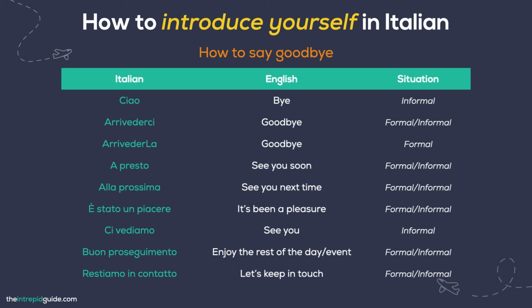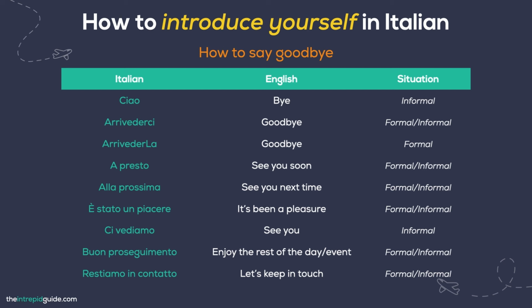This is ideal for setting the stage for a future rendezvous. È stato un piacere. It's been a pleasure. This sprinkles a bit of gratitude into your farewell, adding warmth and sincerity. Ci vediamo. See you. A casual, breezy way to say goodbye, suitable for friends and acquaintances.